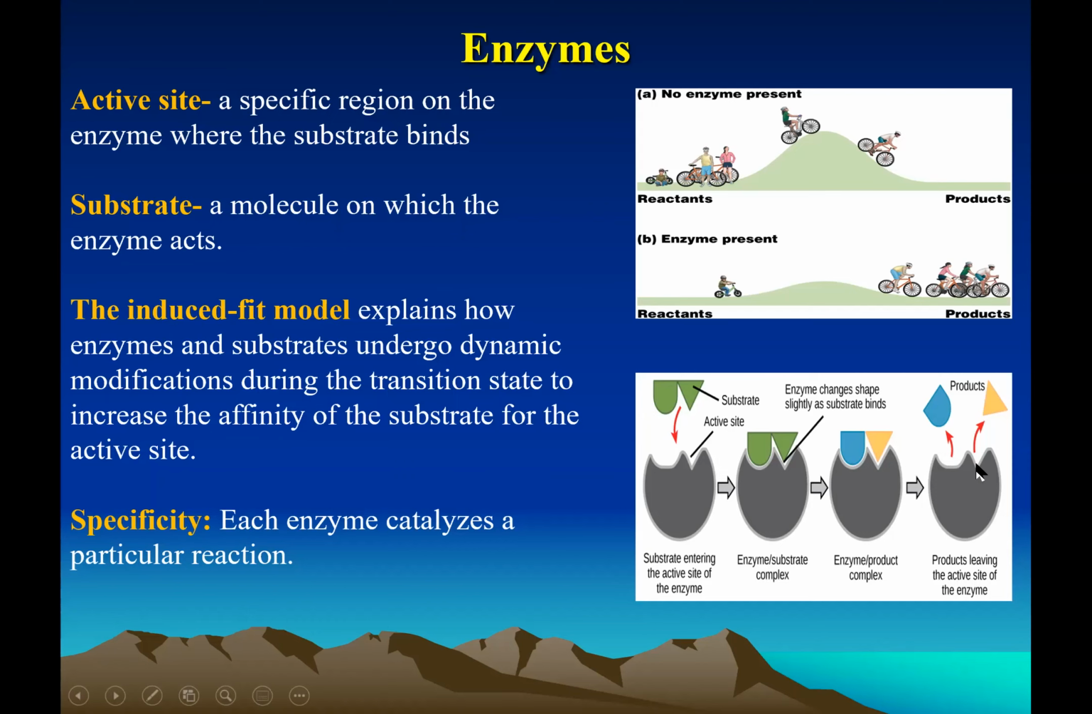Here, the last picture. And the picture on top is an interesting analogy. It's very hard to cycle up a mountain, but if that mountain was fairly like a bump, it's very easy to go over it. This fit between the substrate and the enzyme is explained by the induced fit model. It's the lock and key hypothesis.